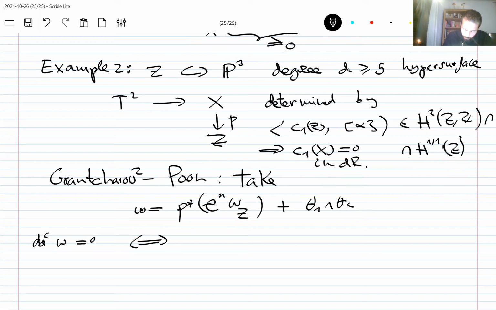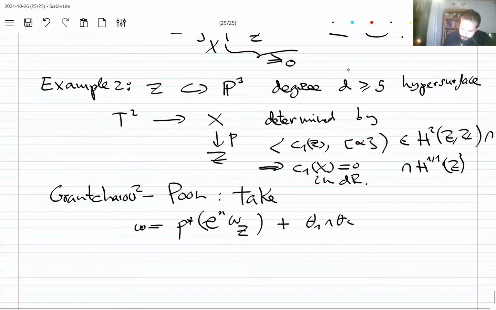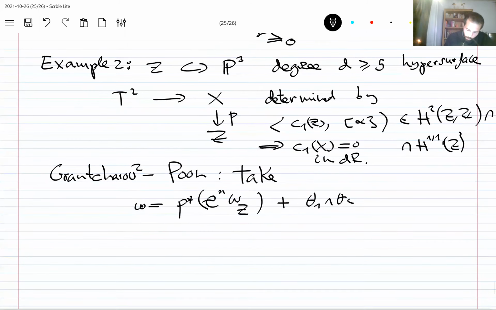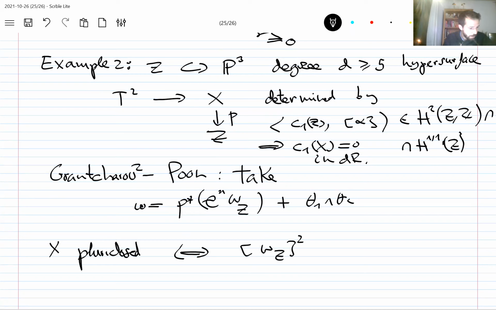If and only if for suitable u, I'm not setting this properly. With this ansatz for omega, one can prove that X is pretty closed if and only if the class of omega Z squared equals minus the class of alpha times the class of alpha.